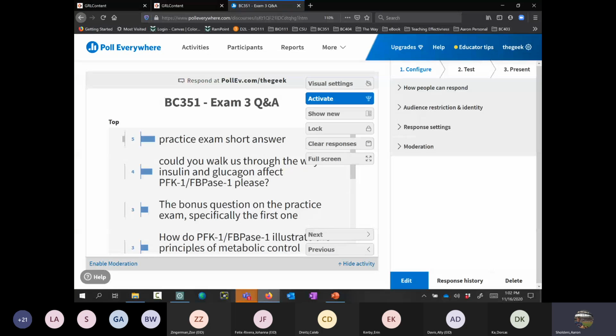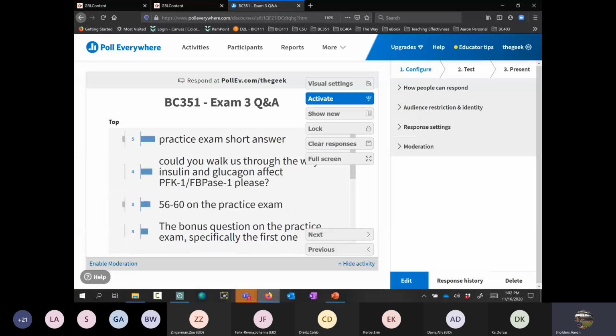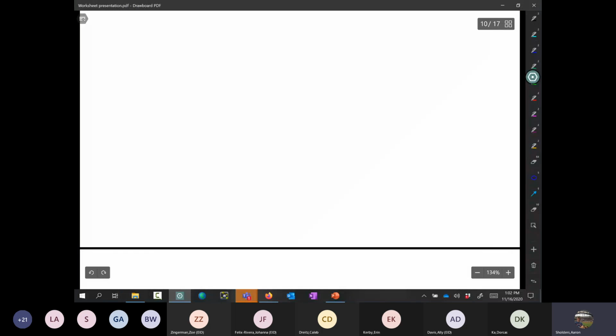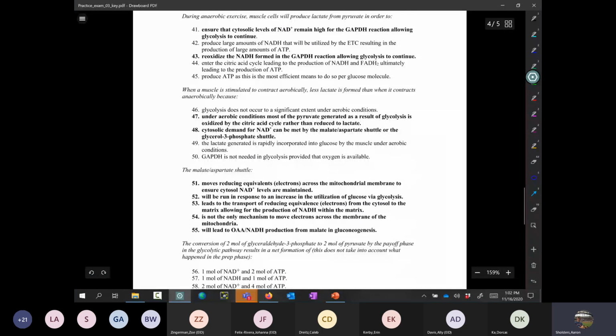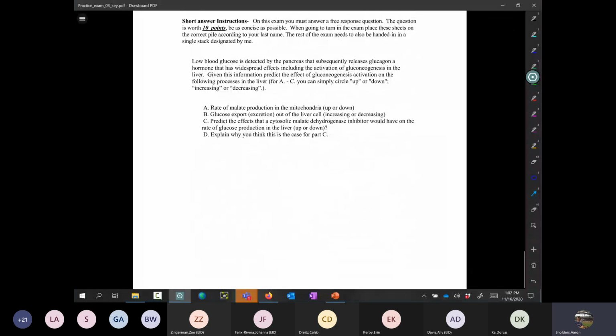And looking at this, the first question is practice exam short answer. So let's go ahead and look at that. I am going to pull this up. I can write on this. I do have the practice exam pulled up as well. So let's scroll down here and look at this. The question says: low blood glucose is detected by the pancreas. That subsequently releases glucagon, a hormone that has widespread effects, including the activation of gluconeogenesis in the liver. Given this information, predict the effects of gluconeogenesis activation on the following processes in the liver.